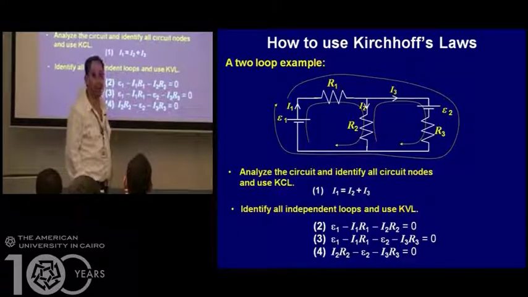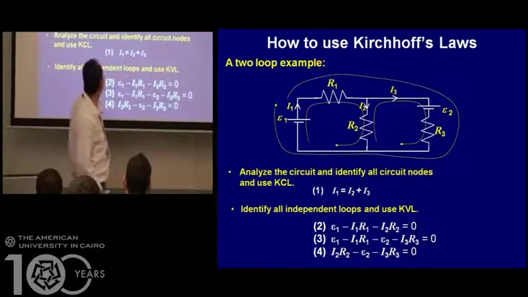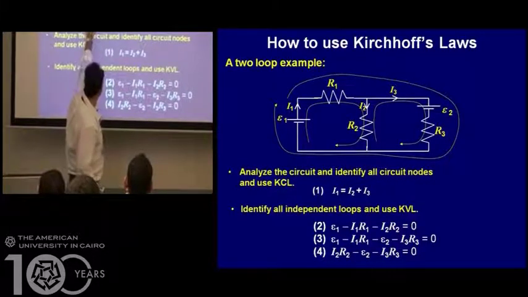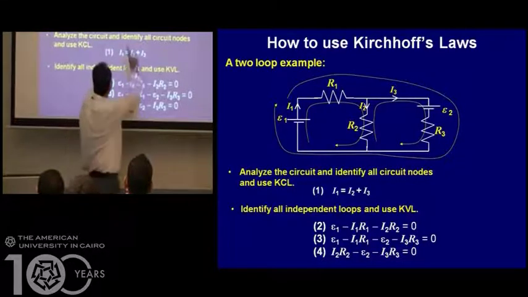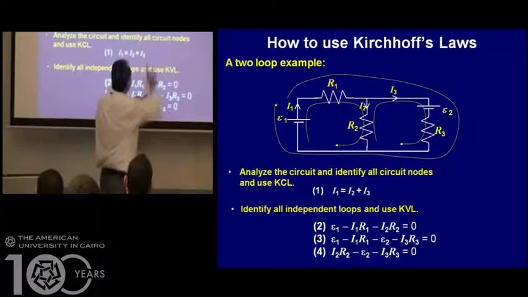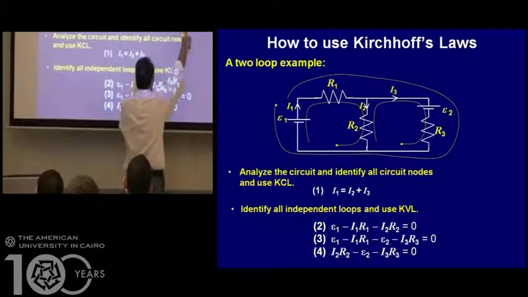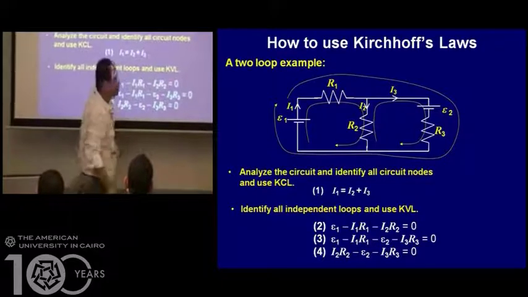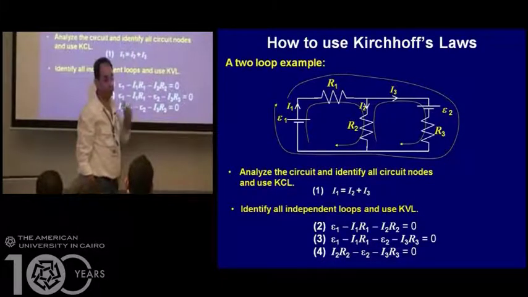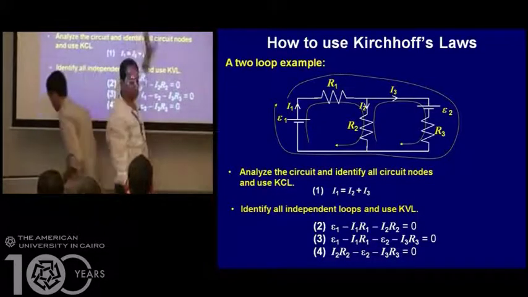Okay, guys? Now, the big loop, the big one. Obviously I start up there, from E1. So positive E1, negative I1 R1, negative E2, negative I3 R3, back to E1. So this is not part of the big loop. That branch is not part of the big loop.